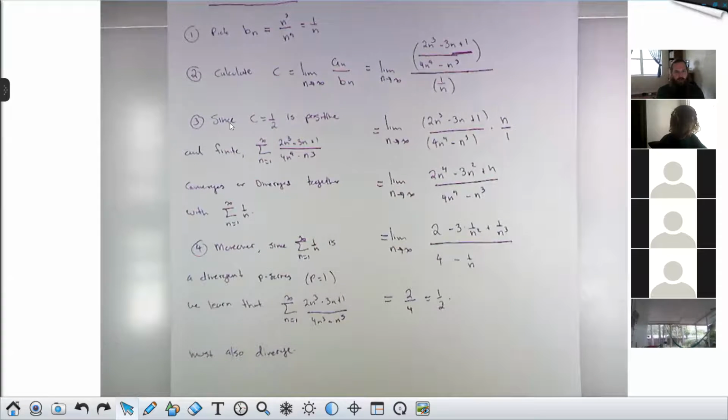What this means, when you say that the limit of the An over the Bn is finite, you're saying that An and Bn have the same end behavior. That's precisely what that means. And if An and Bn have the same end behavior, then their series have very similar tails. So if the tail of the one series is finite, then the tail of the other series is finite. And that's precisely what it means to converge for a series.